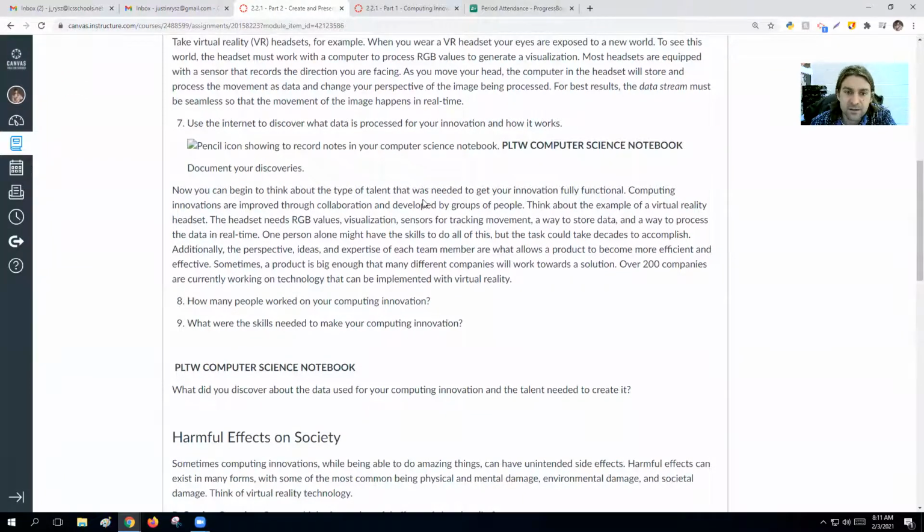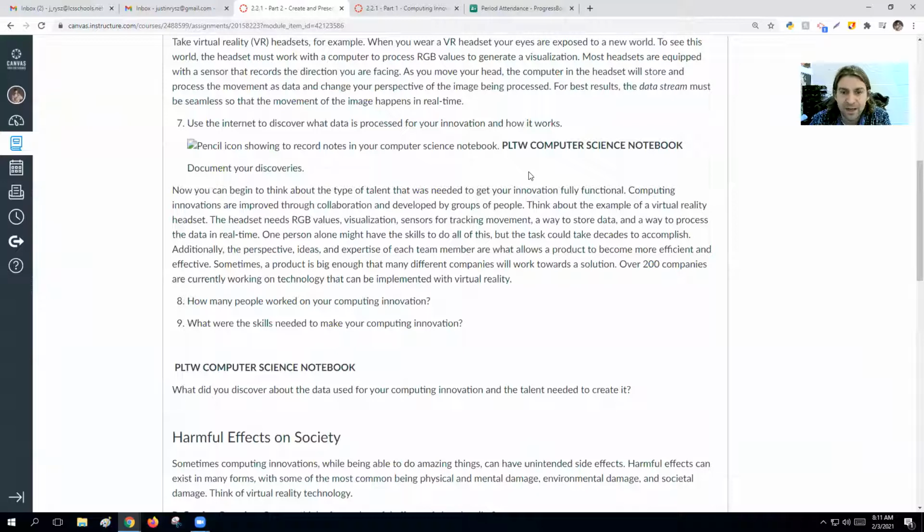Now you can begin to think of the type of talent that is needed to get your innovation fully functional. Hopefully you get an idea that it's not just, oh, all you do is this and that, and that's it. It gets really complicated. Computing innovations are improved through collaboration and developed by groups of people. Think of virtual reality again. The headsets needed RGB values, visualizations, and sensors for tracking movement. They needed a way to store the data and a way to process the data in real time.